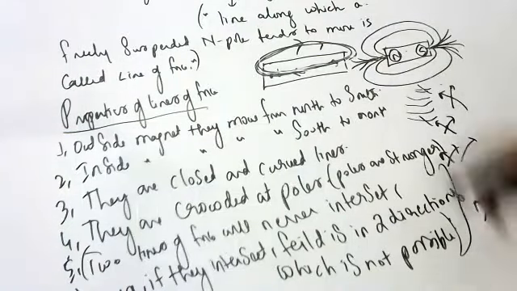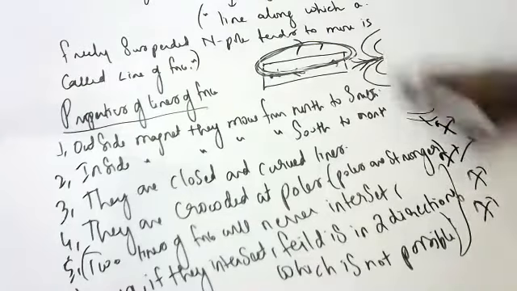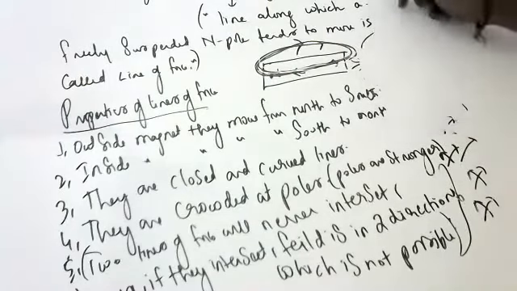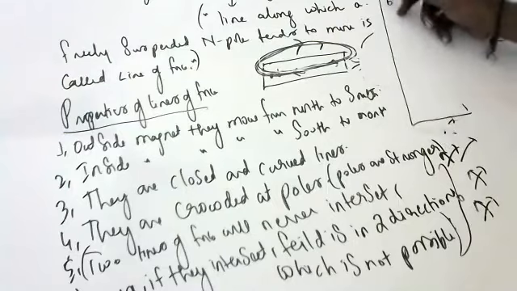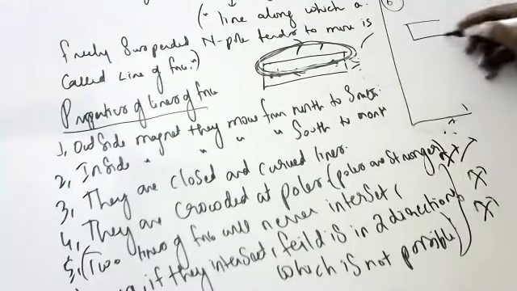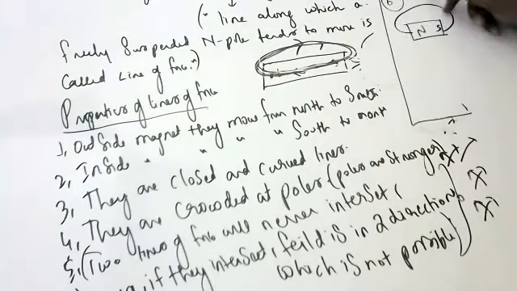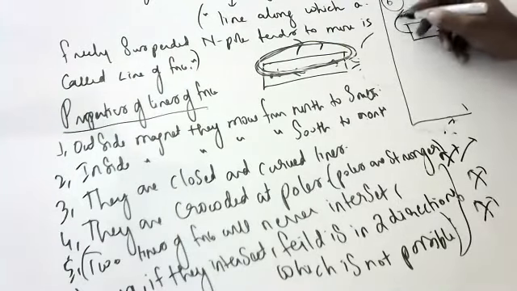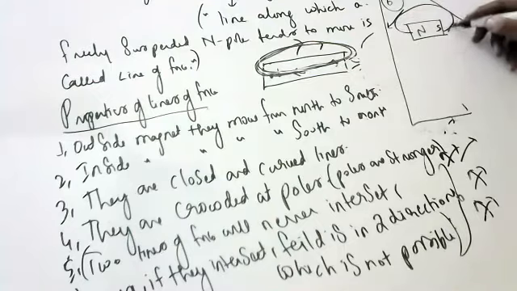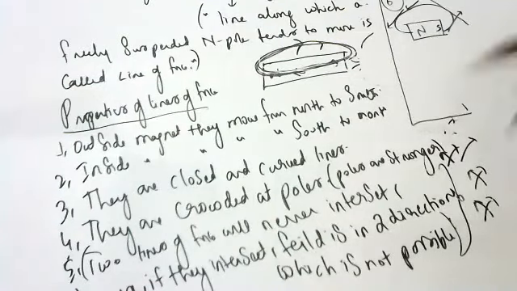And one last point we are going to add, children. So this is a line of force. Please try to understand. The tangent at any point on the line of force gives the direction of magnetic field at that point.